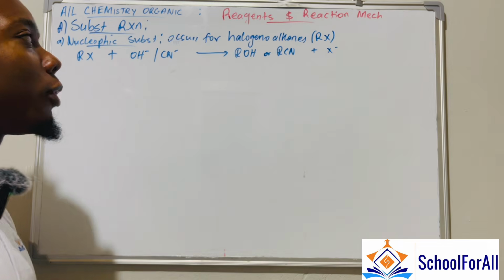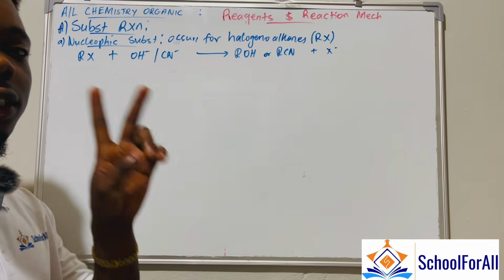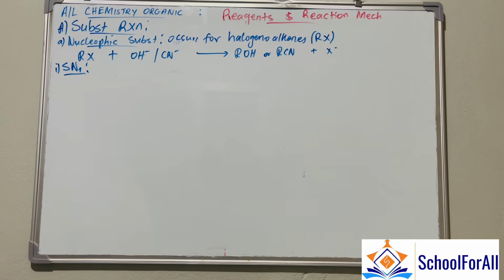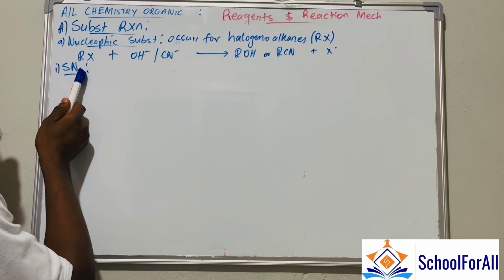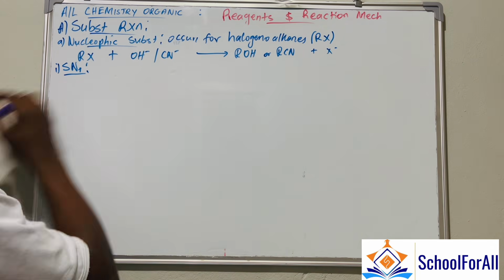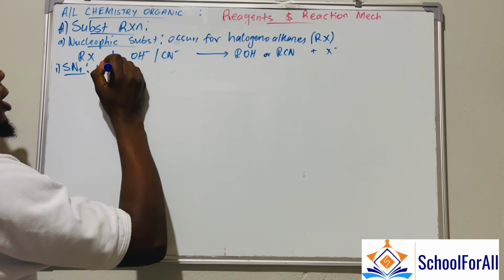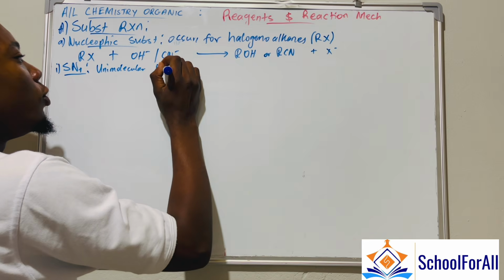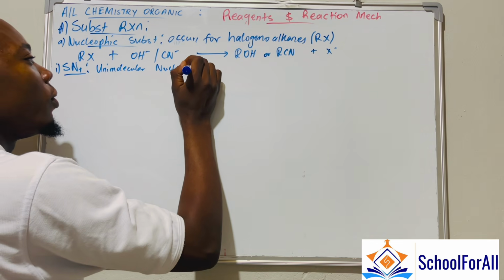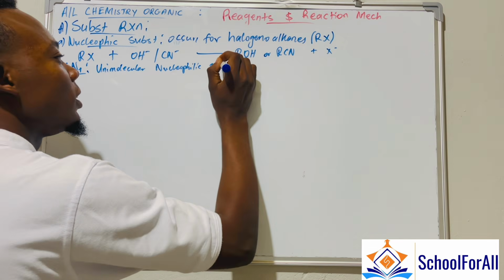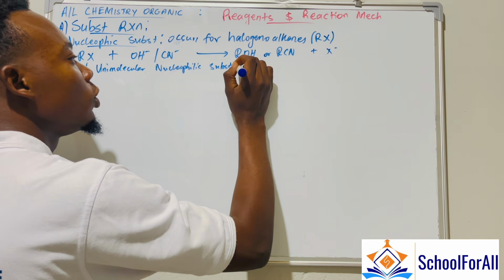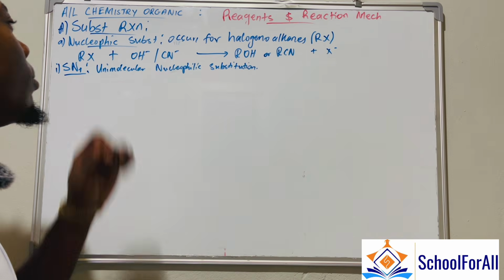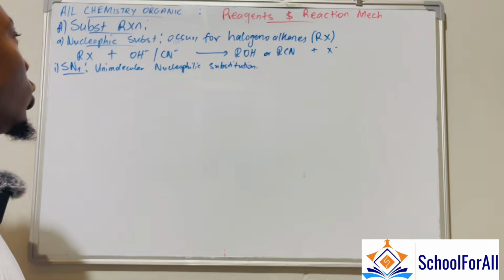But we have said that the nucleophilic substitution reaction occurs in two mechanisms. That is SN1. What is the meaning of SN1? To read the name, we start reading from here, going in this direction. We call it SN1 because the name is unimolecular nucleophilic substitution.